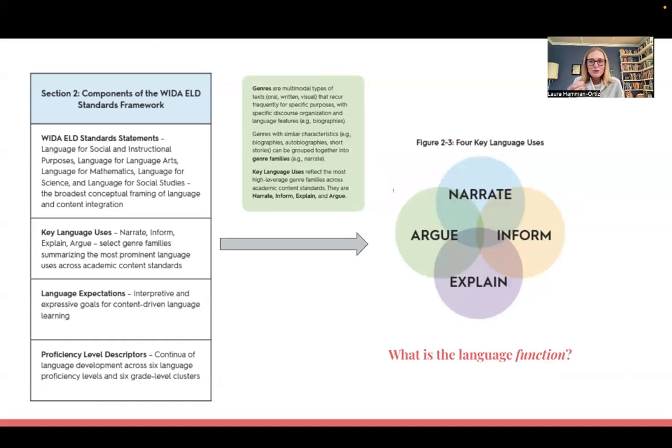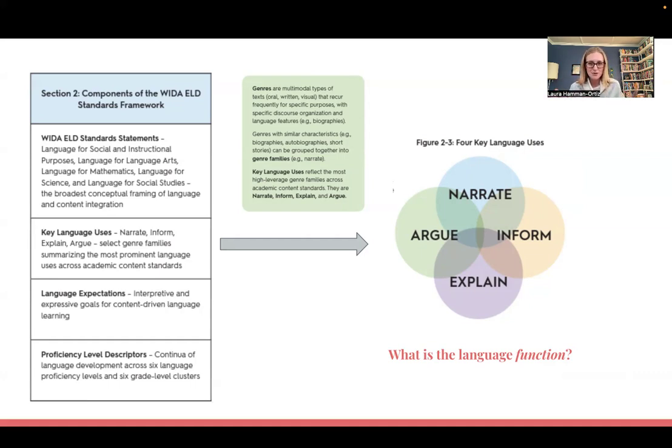Now, of course, there are a few functions that are not mentioned here. We don't see procedural texts. Students are not asked to sequence here. It doesn't cover every single function we could imagine, but it does embody most of the ways that students are being asked to use language at school.